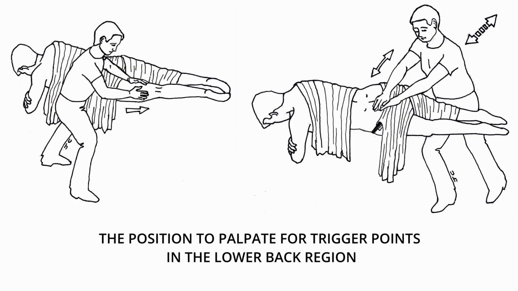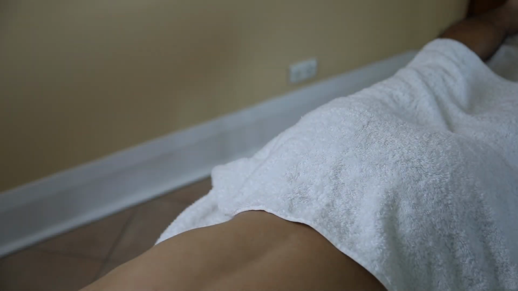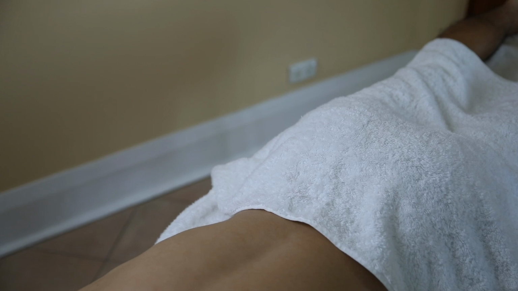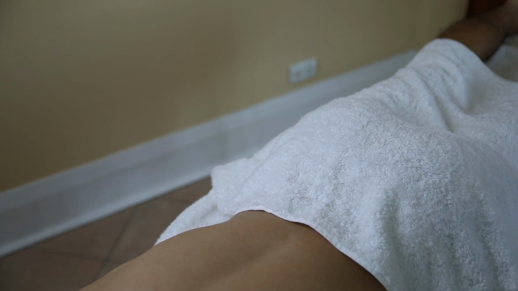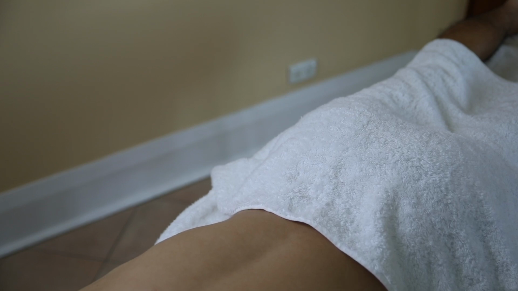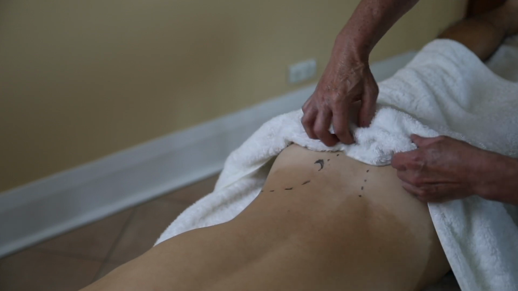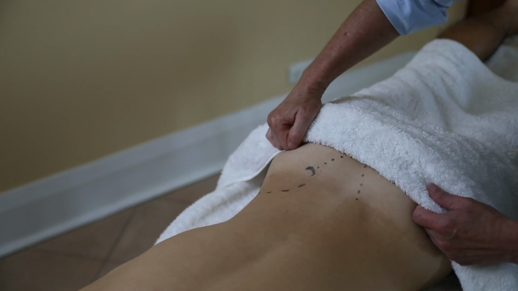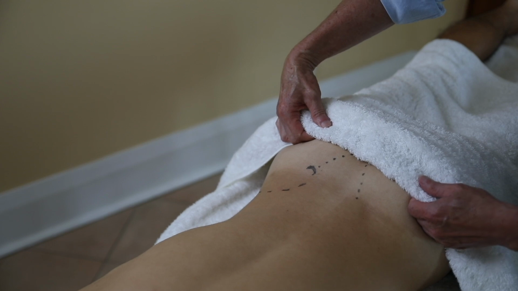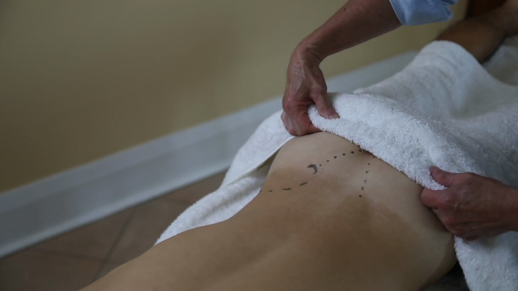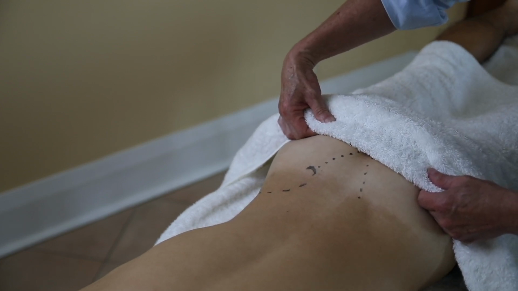The position to palpate for trigger points in the lower back region. To palpate the lower back, we can't really do it with the patient sitting or standing. The patient has to be lying in a prone position with the lower back and thigh area uncovered. I usually tuck a towel underneath the elastic of the underpants. That way I can move the towel up and down without the towel dropping away.